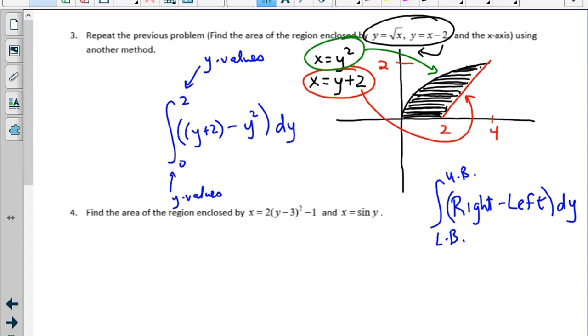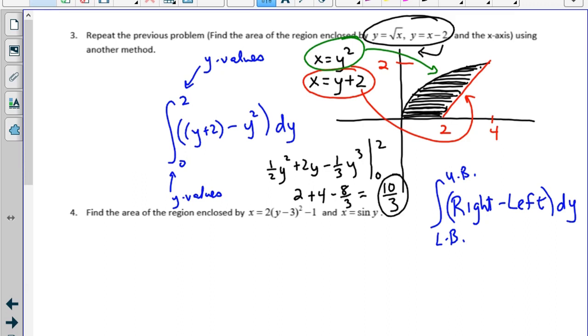So now my job is to integrate this. So if I integrate this, I get 1/2 y squared plus 2y minus 1/3 y cubed. And I'm evaluating all of this from 0 to 2. So I substitute things in. I get 2 plus 4 minus 8/3. And then when I sub in 0, I get 0 for all of those things. So I get 6 minus 8/3, which is 18/3 minus 8/3, which is 10/3.